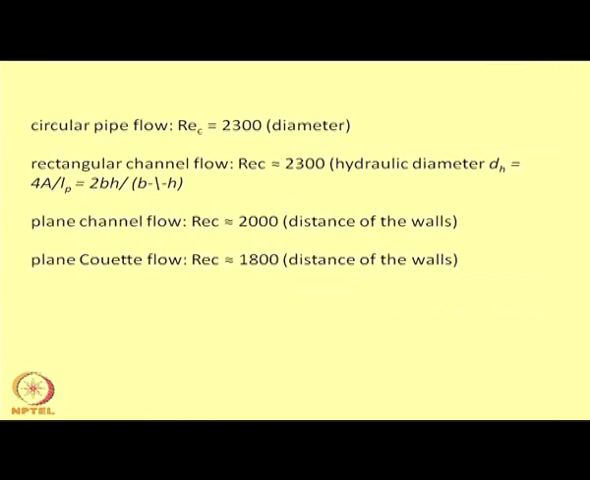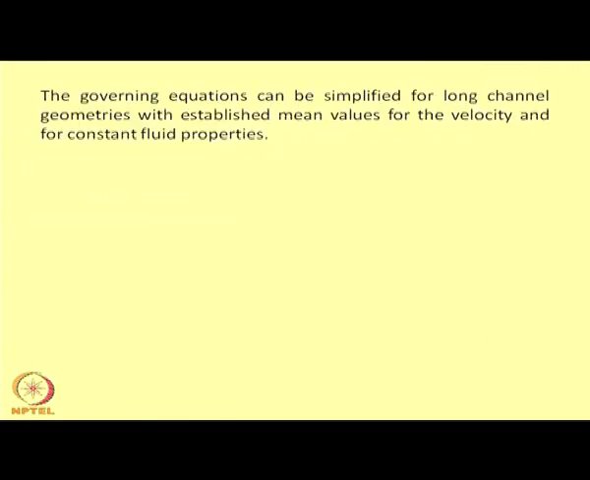Now, there are critical Reynolds numbers for internal flows which are available in most texts. For a circular pipe flow, when the Reynolds number is of the order of 2300, we get a change in flow regime. For plane Couette flow, the Reynolds number could be as small as 1800 when we get this change in phase, and in all cases the length scales are defined. For pipe flow, the length scale is the diameter. For rectangular channels, it could be the hydraulic diameter. For plane channel flow, the length scale of relevance is the distance from the wall, and so on.